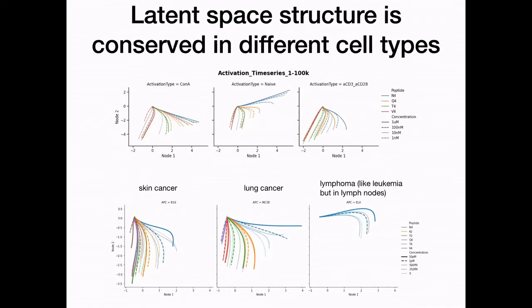Okay, and one thing we're moving forward with now is that we can look at different cells. I'm going to go quickly on this slide, I'm almost done. Basically we see the same kind of structure for all kinds of different T cells in different contexts. So we're very confident that our approach can be generalized. And so I'm going to wrap up now.